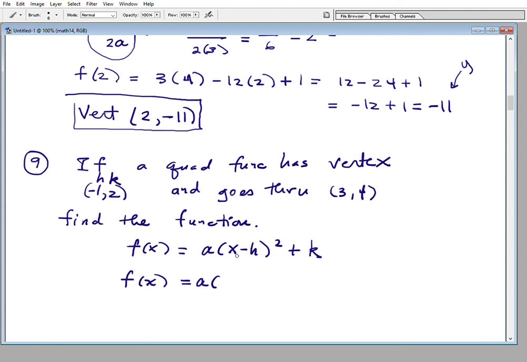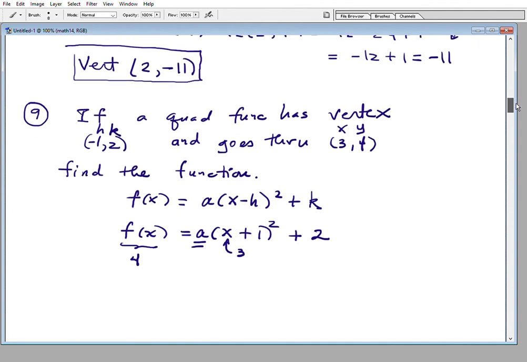So it will be x minus h, so minus minus 1. So here we have x plus 1. And k is 2. So we just have to figure out a, and we just substitute in this point. So we're going to put a 3 here and a 4 here, 4 for y and f of x, that's the same.